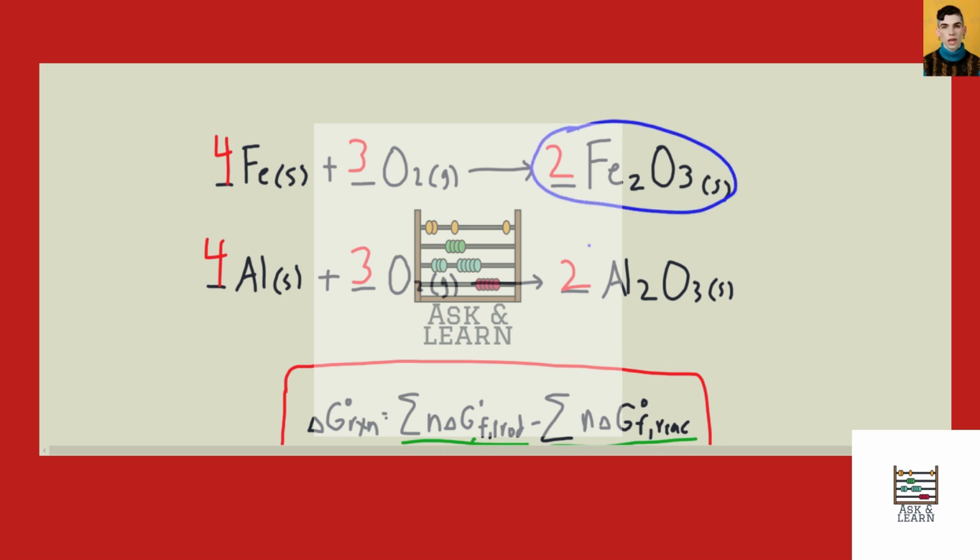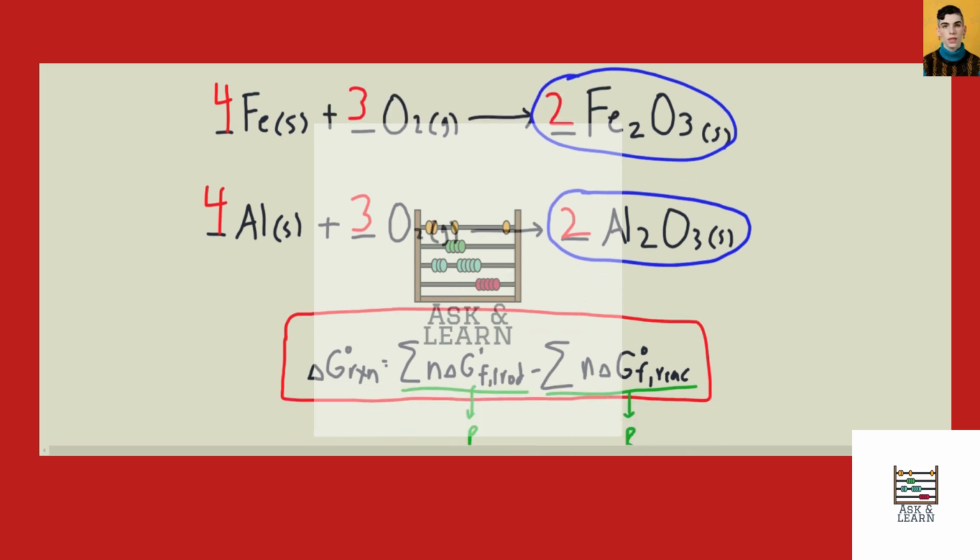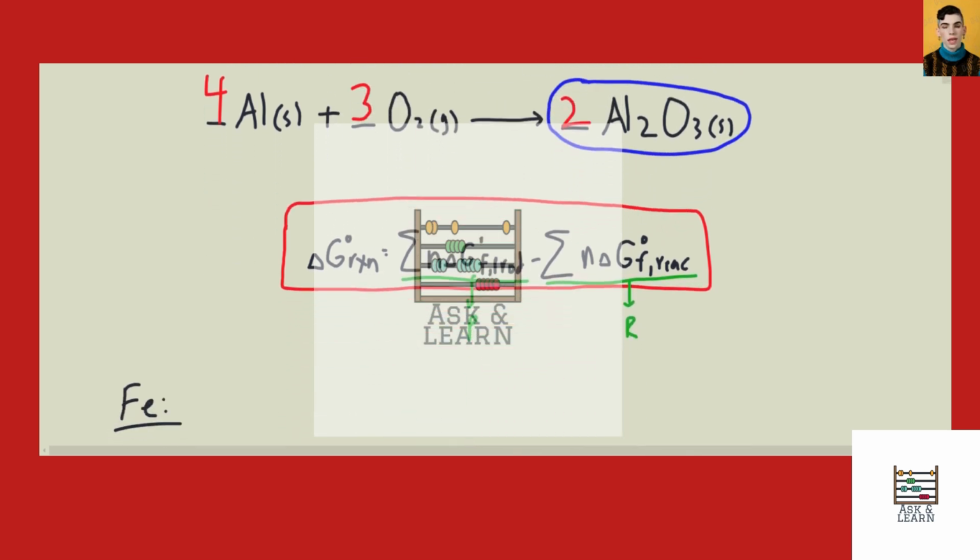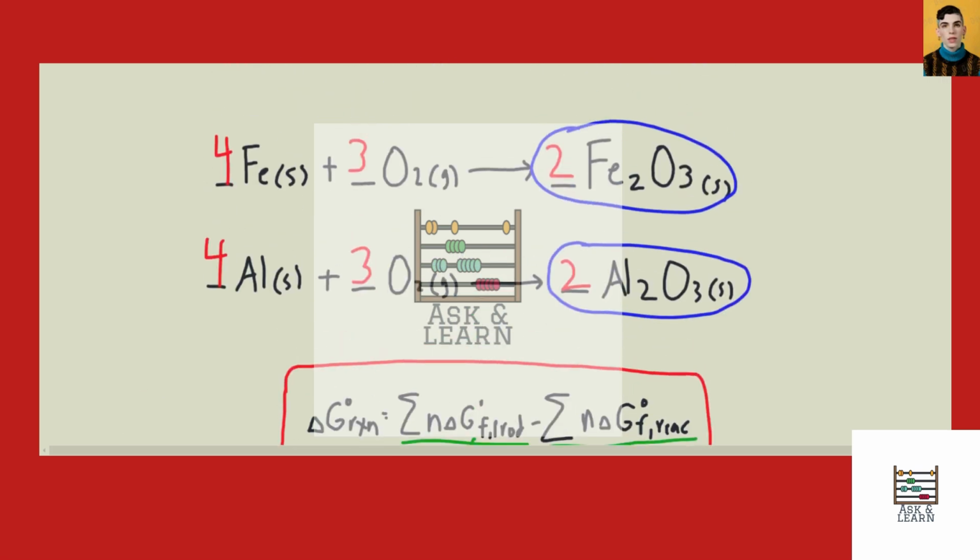So for each one of these, we are only going to be examining the two moles of the metal oxide that form in each case, because we are taking the total change in Gibbs free energy of the products and subtracting the total change in Gibbs free energy of the reactants. But we know that since this is a formation reaction, delta G of formation at standard conditions for the reactants is 0. So we are only concerned with the products.